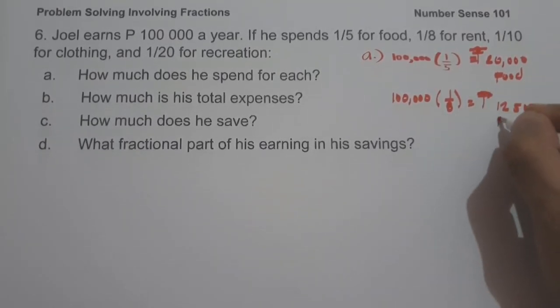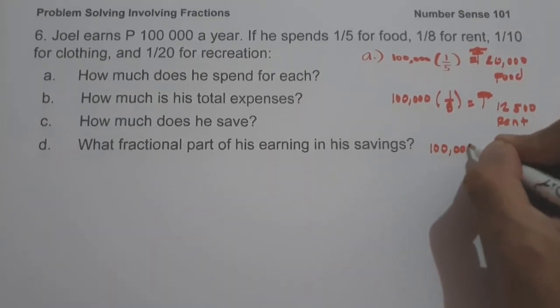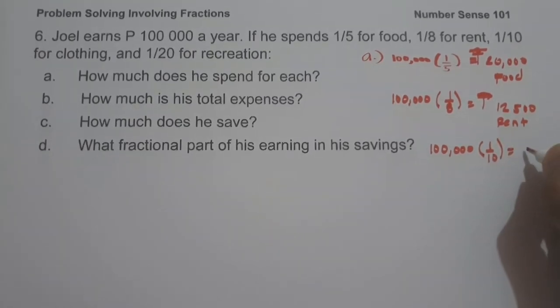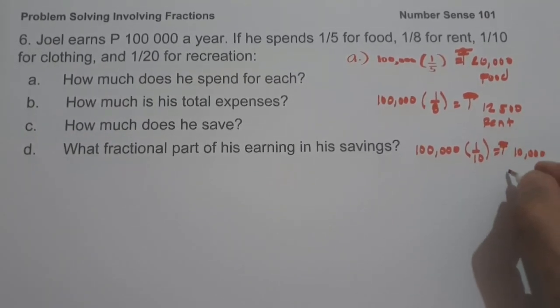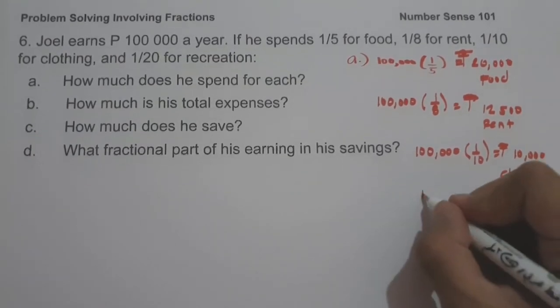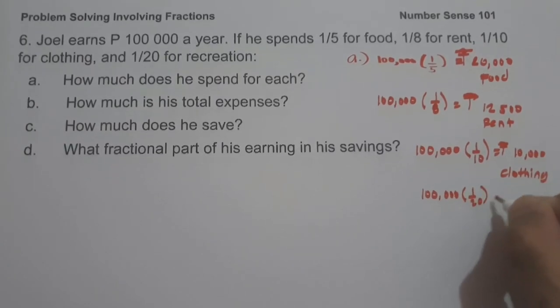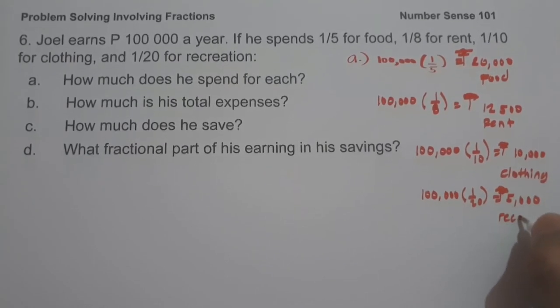And this is for rent. And then 100,000 multiplied by 1 over 10, and that is 10,000. So this is the amount he spent for clothing. And then let us have 100,000 times 1 over 20, and that is 5,000 pesos. And this is the amount he spent for recreation.